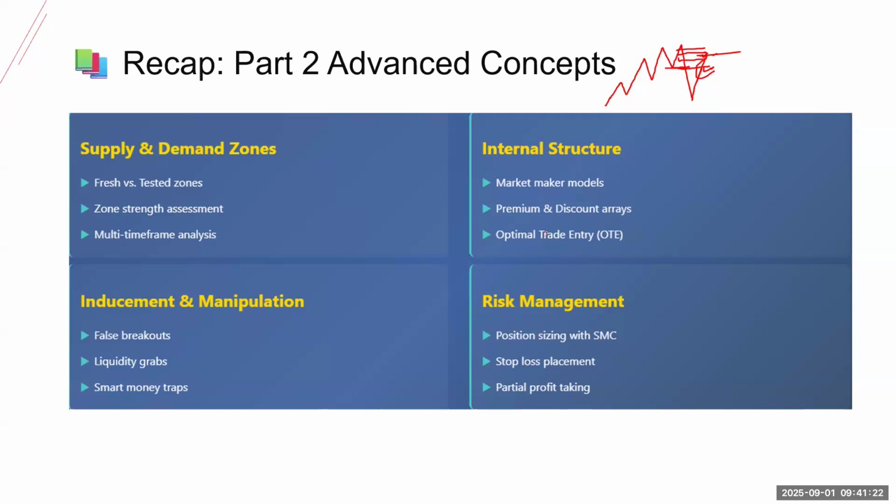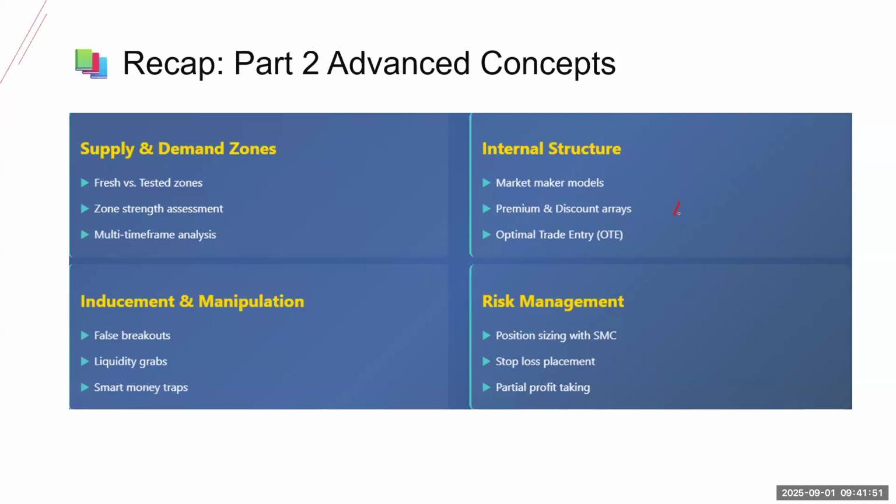Internal market structure. Market maker model, premium discount zone. Optimal trade entry, meaning that you need to wait for price to make a change of character, pull back somewhere around here, and then you sell. OTE, they're gonna use Fibonacci level 61.